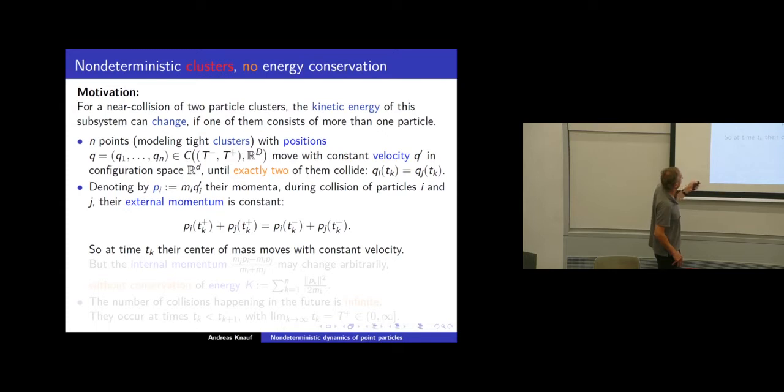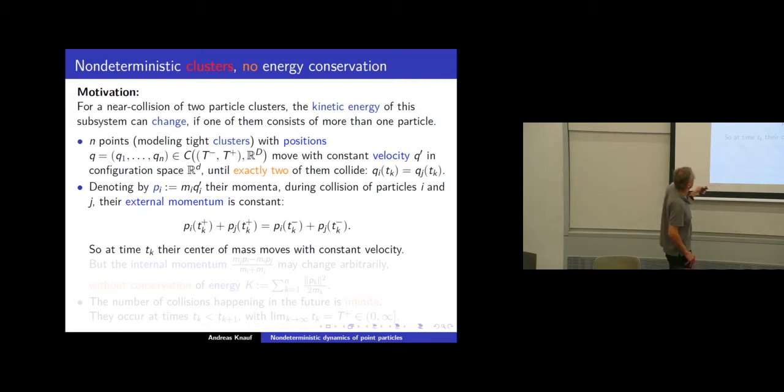Yeah, so you have n clusters, let's say, and of course also these cluster centers can collide. You should have in time a continuous curve in your phase space, in your configuration space R^D, and you should have constant velocity q prime until exactly two of these clusters collide. And of course, for this Xia example, this is completely satisfactory, to assume that exactly two of them collide.